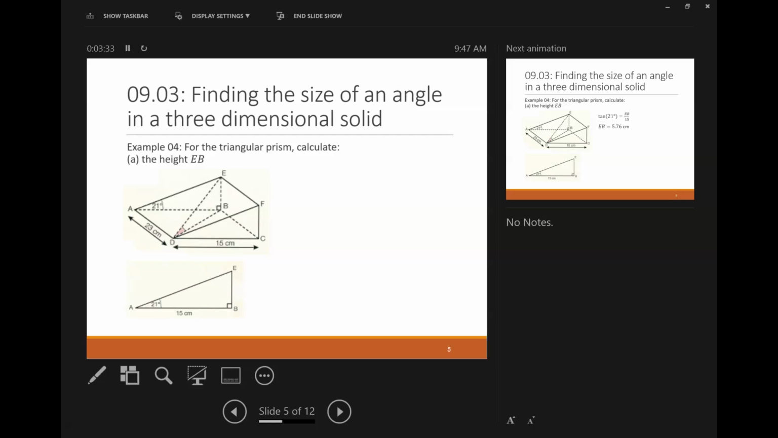Going to use SOHCAHTOA. Which one would I use? Tangent. So I want opposite over adjacent. So there's my length for EB. Everybody happy there?